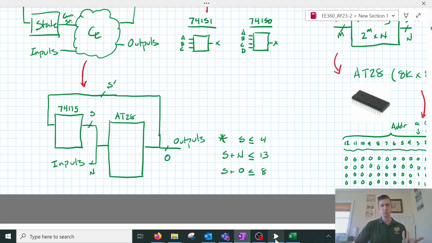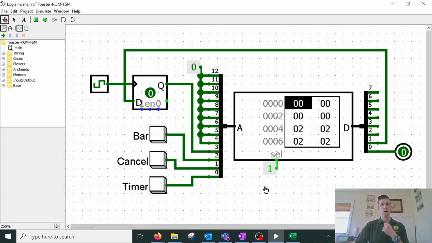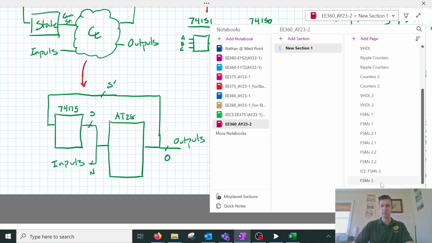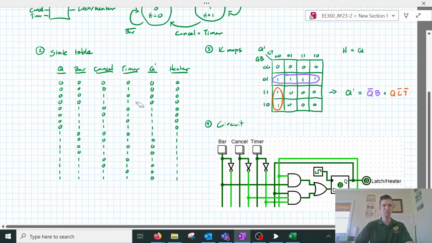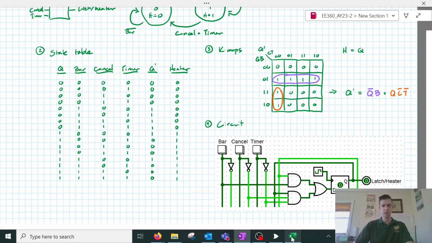So here's how this will look in simulation, and basically you'll build this in the lab. Again, this is the same finite state machine from our last lesson. And again, I'm going to treat my current state and my inputs as the addresses into this memory system. So I'll show you here.